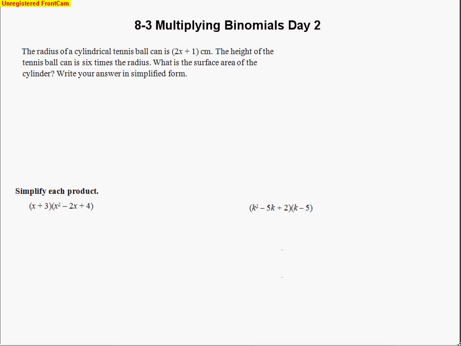This is day number 2 on Chapter 8, Section 3, Multiplying Binomials. And we are going to multiply some binomials in this first problem here. And so it says the radius of a tennis ball can is 2x plus 1 centimeters.